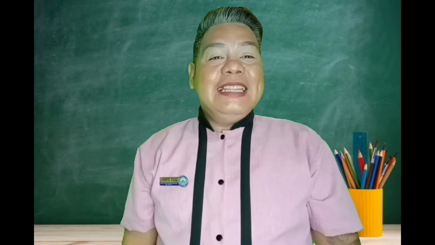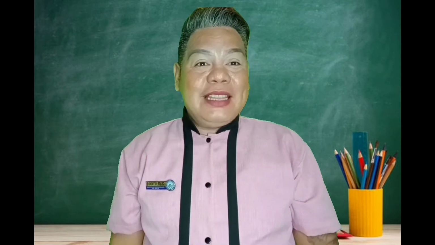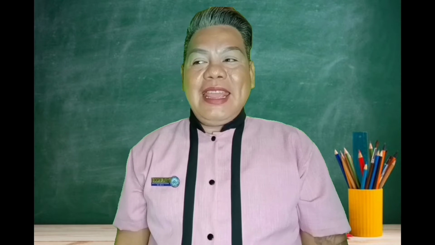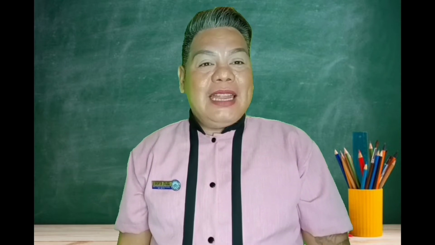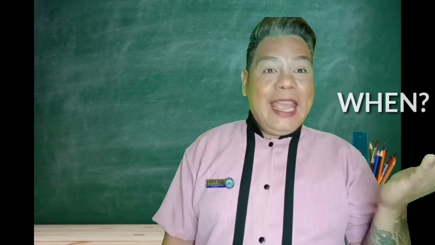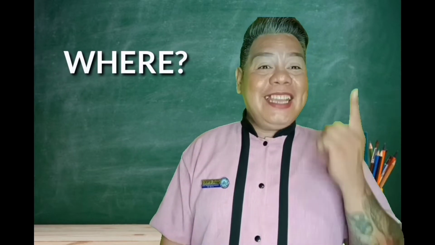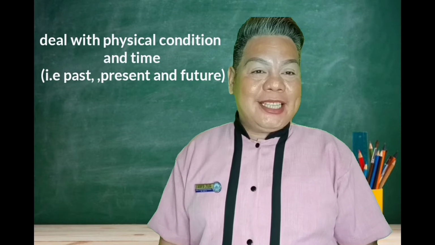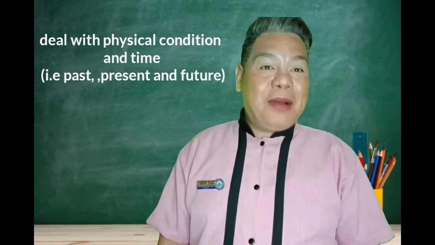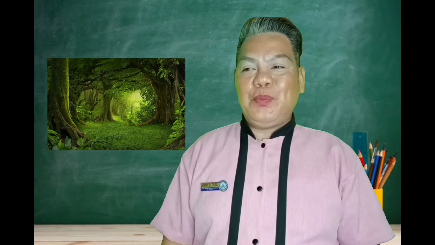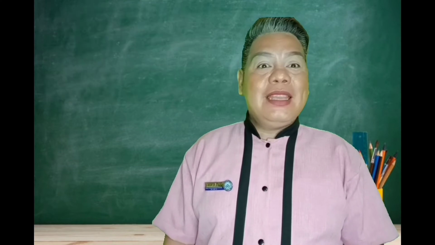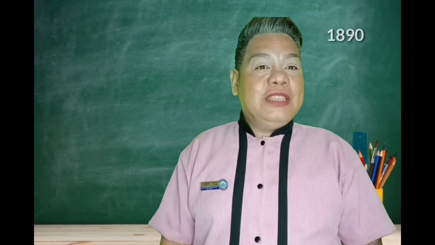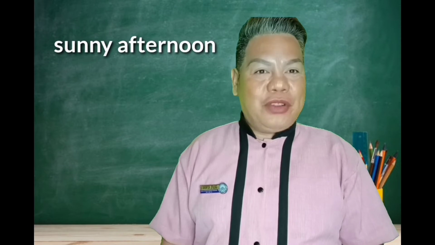Good job! The questions you just answered talk about the setting, character, and the plot. These are the basic elements of the stories. When we talk about when and where the story is set, it is called the setting. A setting deals with both physical conditions and time, for example, past, present, and future, and the social and cultural condition in which the characters exist. The setting of a story can help define and shape the characters for the readers.